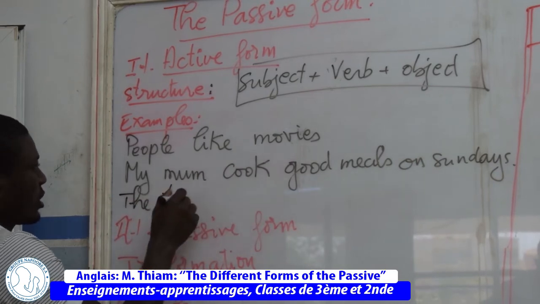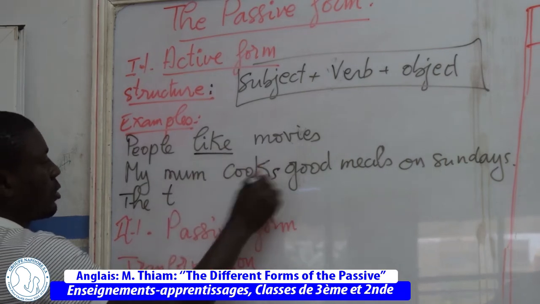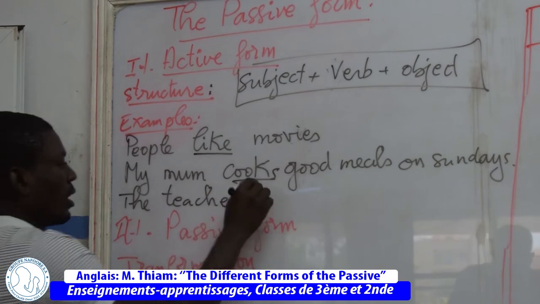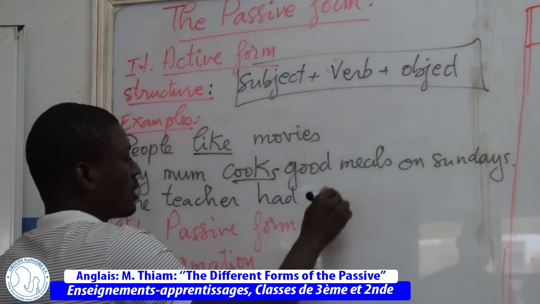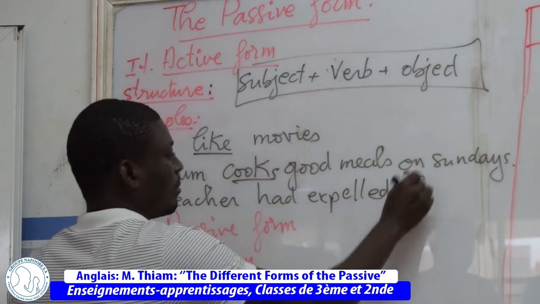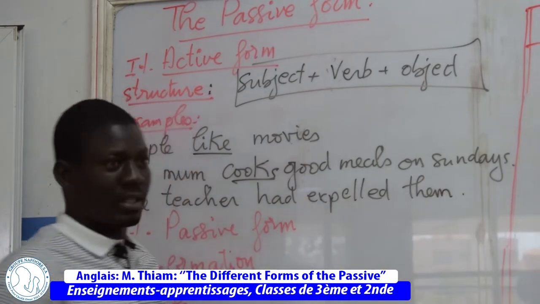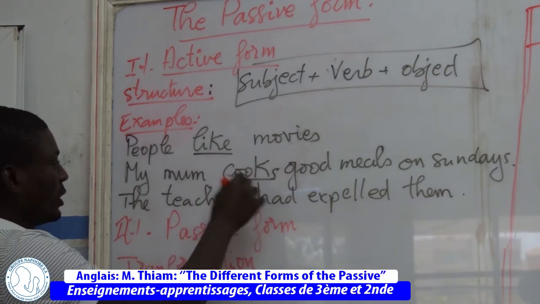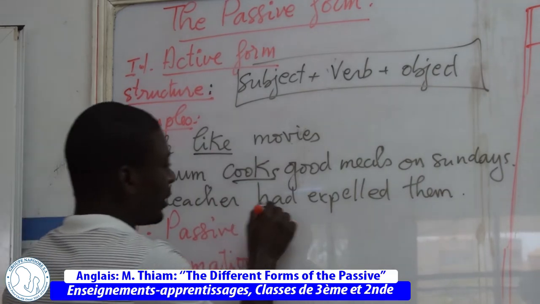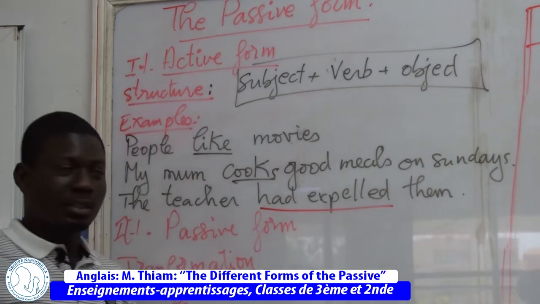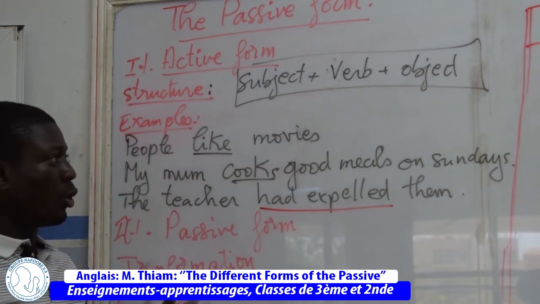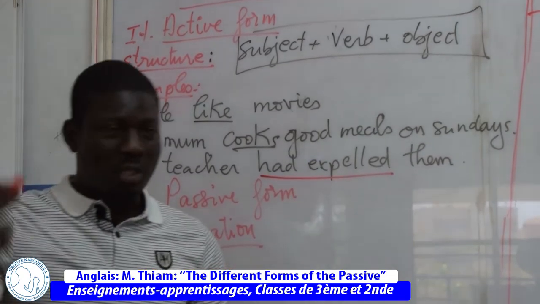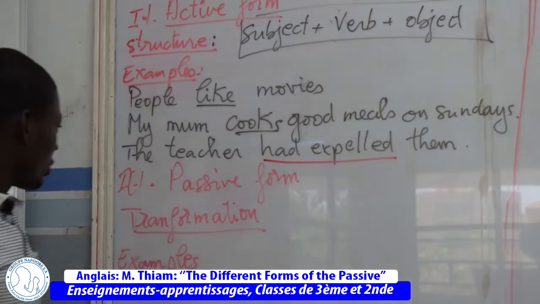Another example, let's change the tense because this is a simple present, cooks, S, right? The teacher had expelled them. The teacher had expelled them. All right. Now we have a simple present here, but the tense has changed here because we have a past perfect. So the tense doesn't matter, right? All that we need to know is how to transform an active sentence into a passive sentence. Okay, and that's what we're going to learn here.